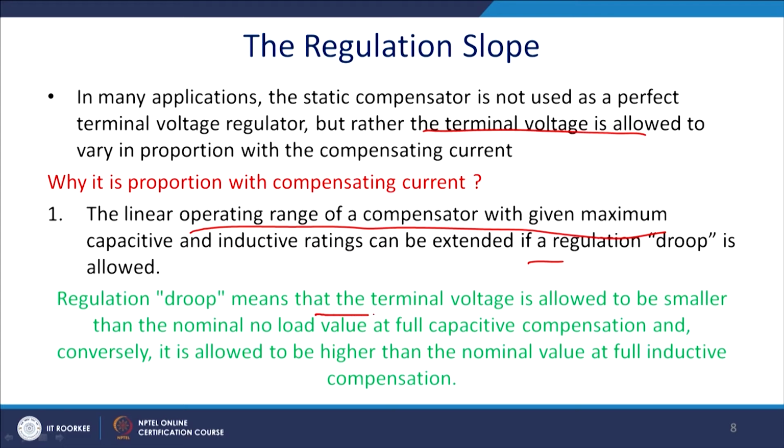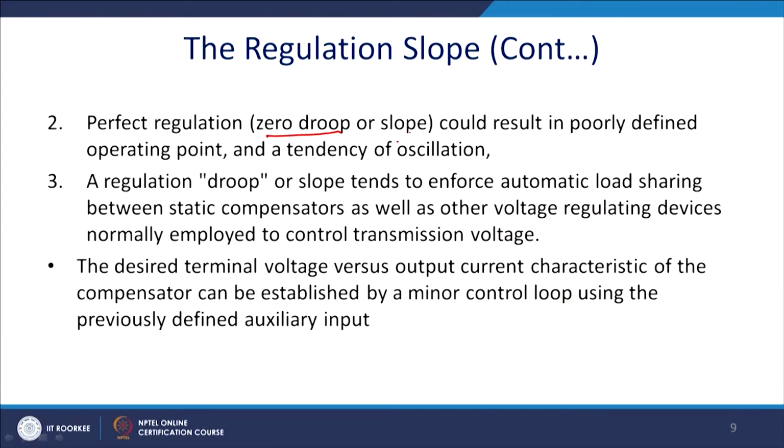Regulation drop means the terminal voltage is allowed to be smaller than the nominal no load value at full capacitive compensation, and conversely it is allowed to be higher than the nominal value at full inductive compensation. This is the drop regulation. So, that is what happens. The perfect regulation, that means the zero droop or slope, could result in a poorly defined operating point and has a tendency to oscillate. So, that is something we require to prevent.